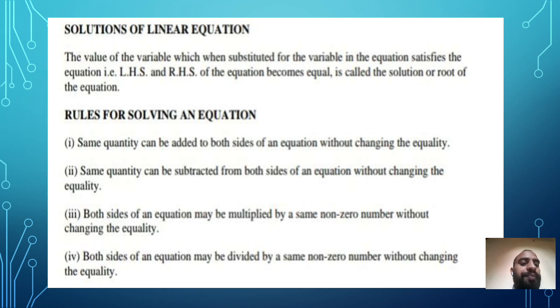There are 4 different operations we can say, that is adding, subtracting, multiplying and dividing. But in case of multiplication and division, one word is very important there: non-zero number. That means you are not supposed to multiply with a 0, or you are not supposed to divide by 0. Rest number you can select here.